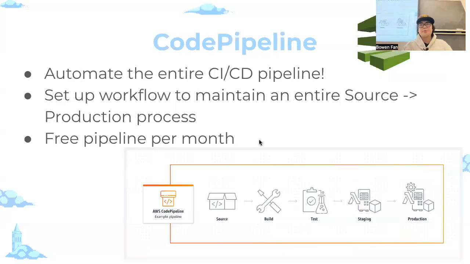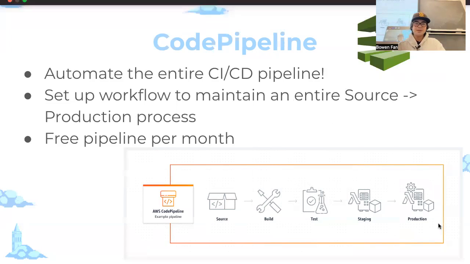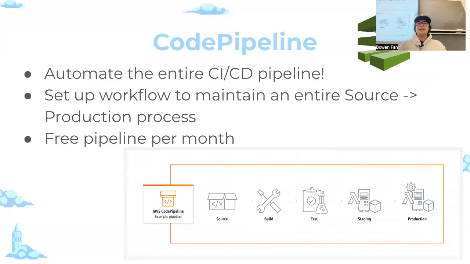Nice. So we have CodeDeploy, we have CodeBuild. Now we're going to talk about the CodePipeline, AWS CodePipeline. So you can actually automate the entire CI/CD pipeline. Basically, what that means is you can set up a workflow to maintain the whole process from the source to production. CI/CD, right? It's a pipeline. AWS has a way to integrate CodeDeploy and CodeBuild all into one piece and then automate the entire process. So there's a visual on the next slide that you can look at.